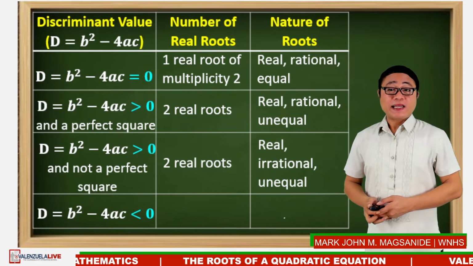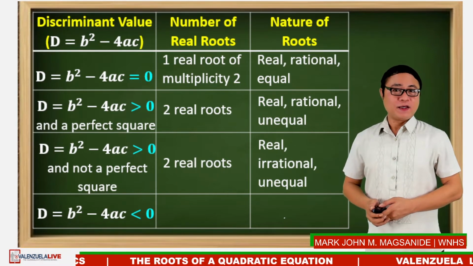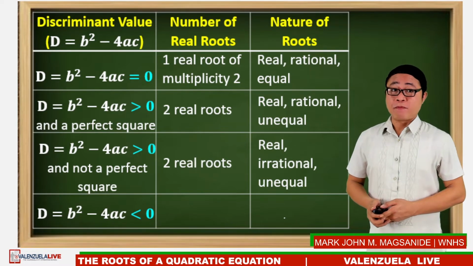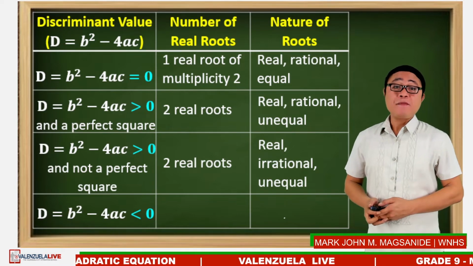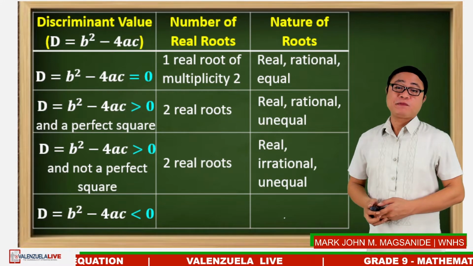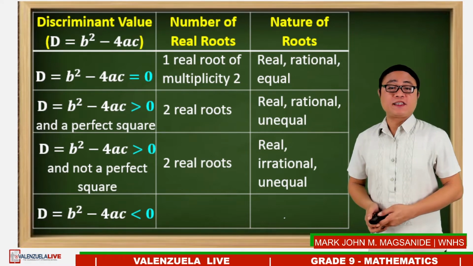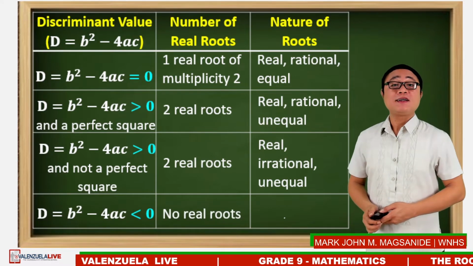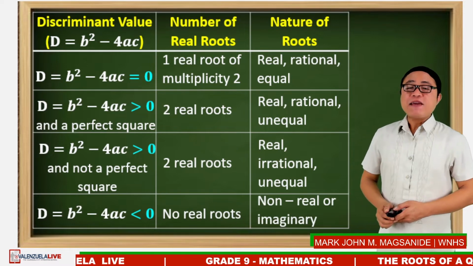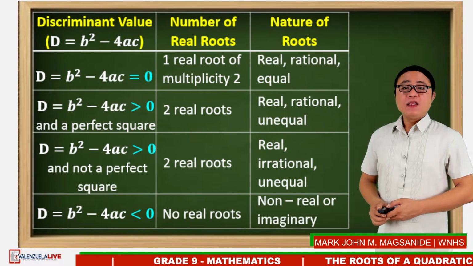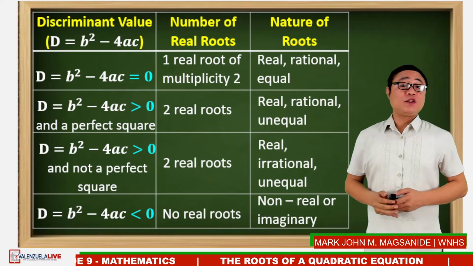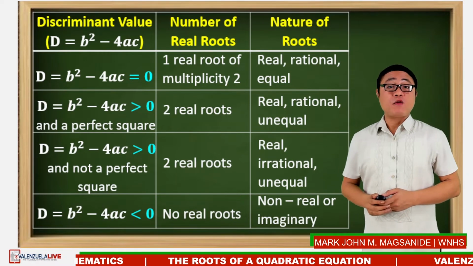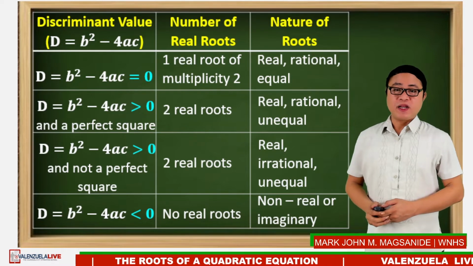This means that the sign is negative. It can be a negative whole number, fraction, decimal, or combination of whole number and decimal. There are no real roots, and the roots are non-real or imaginary. This table will serve as a guide to describe the roots of a quadratic equation using the discriminant.